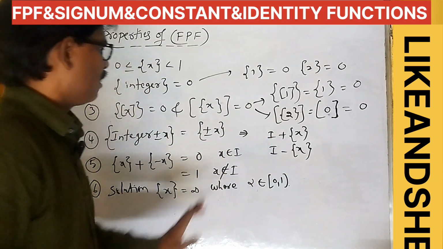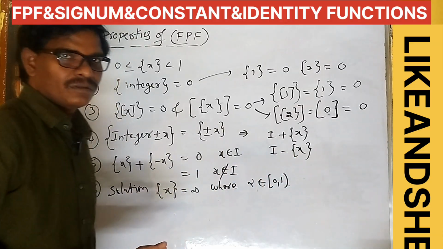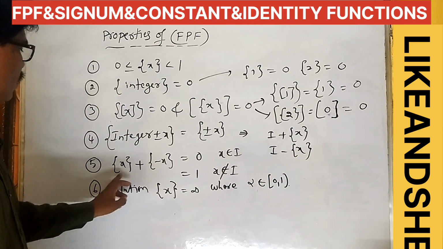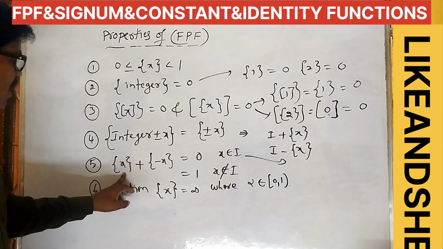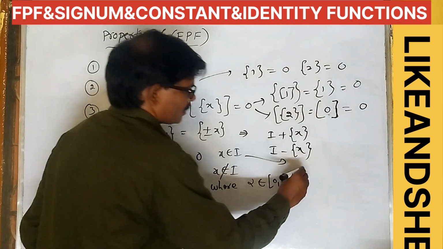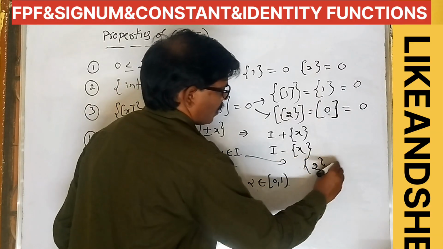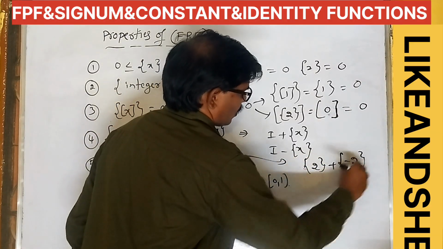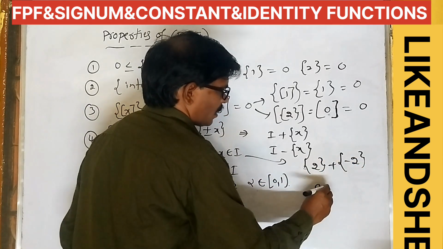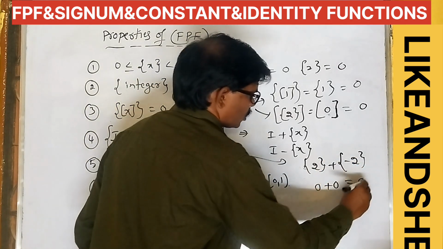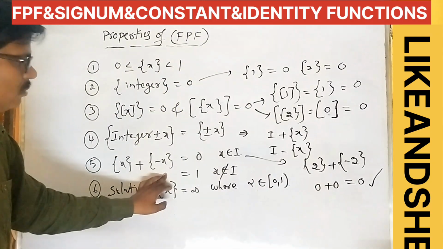What is the fractional part of the integer plus and integer minus? What is this one? The fractional part of x and the fractional part of minus x. Suppose, for example, 2: the fractional part of 2 is equal to 0, and the fractional part of minus 2 is also 0. So 0 is the answer.